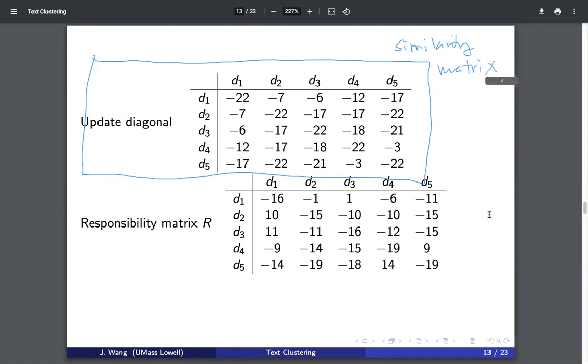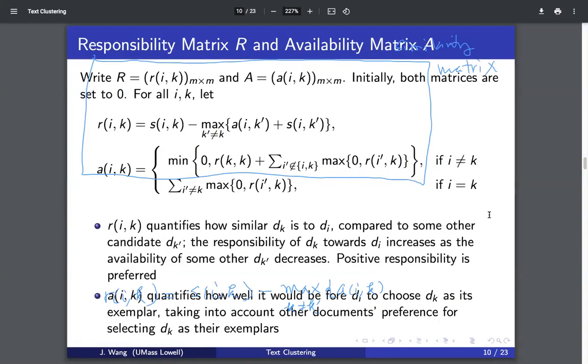Once this is done, the similarity matrix remains the same. No matter how many iterations you need, you're not changing the similarity matrix. What you change is the responsibility matrix R and the availability matrix. Now remember the responsibility matrix: R_ik is equal to S_ik minus the maximum over k prime not equal to k of A_ik prime plus S_ik prime. Okay, let's go back.